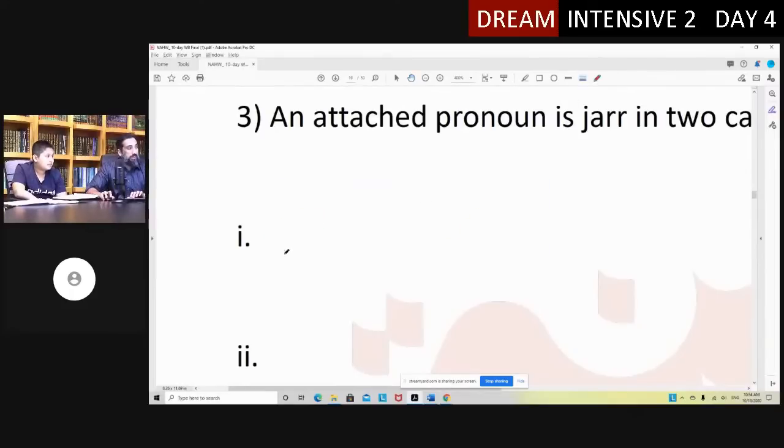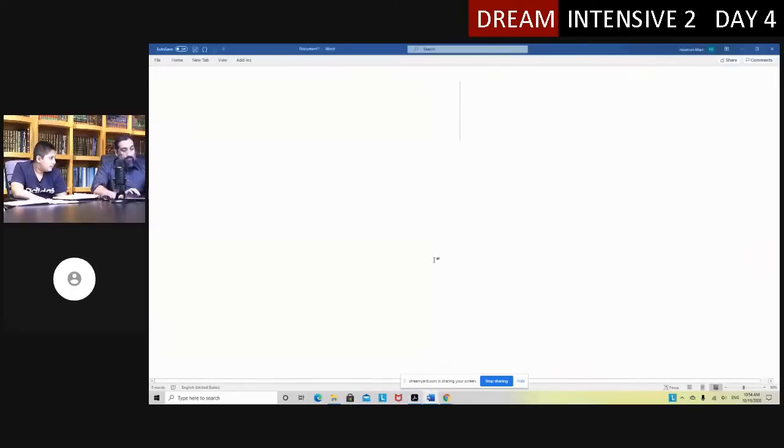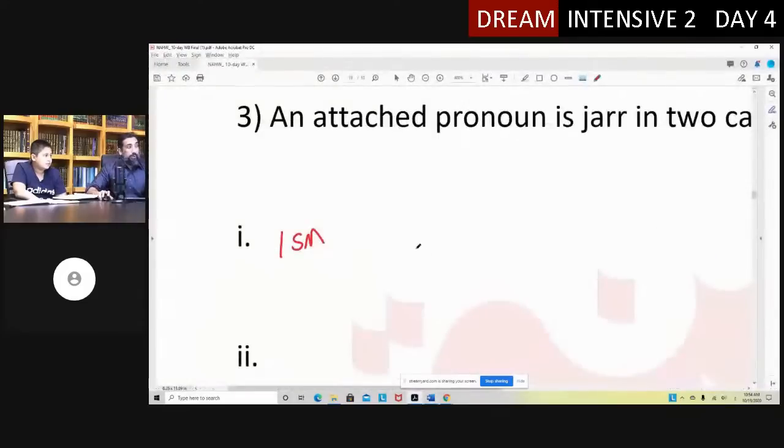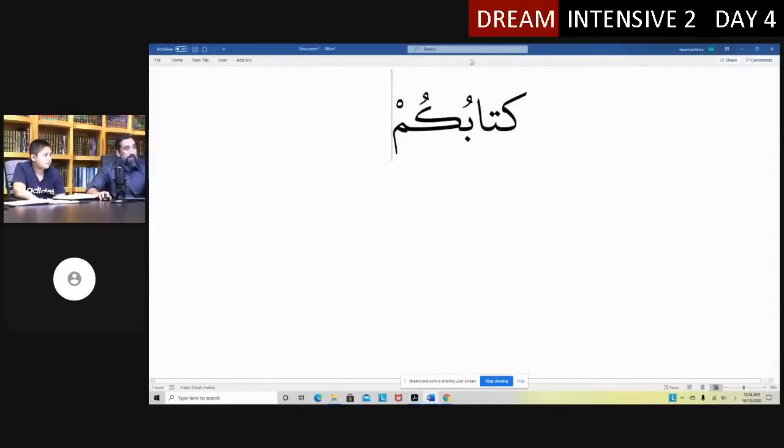I'll write ism again over here. If I say kitab, which is an ism, everybody knows that, and I attach a pronoun to it, kitabukum, then according to this, so long as this part is an ism, if this is a pronoun, it's jar. Guaranteed. It could be nasab or jar? No. This is an ism, so that's got to be jar, 1,000,000% of the time.